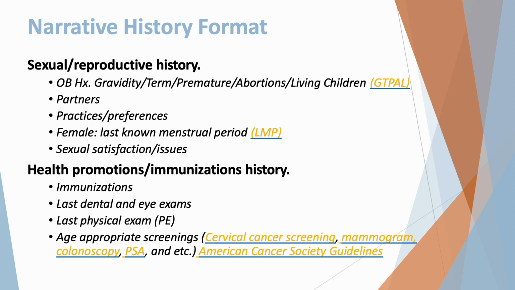Another aspect of your narrative history is your sexual reproductive history, if they are female or male. If they're female, you want to ask them about their OB history or their pregnancy history, and then document that accordingly. There is a link there for you with that as well, to think about how you should write that with the gravida, the term, the premature, the abortions, and the living children, GTPAL, and how you document that.